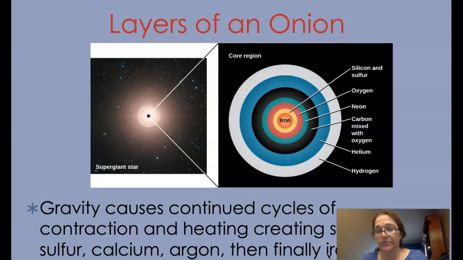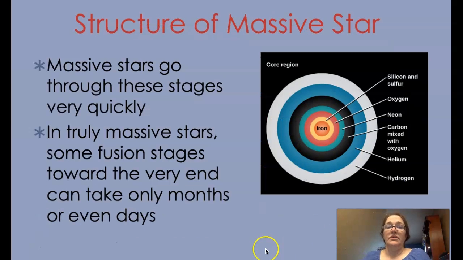Iron is important because to fuse two iron nuclei to each other, you have to add energy to the system, and that does not happen in nature. So the massive stars, truly massive stars, go through these final stages in months and potentially even days. And once we have an accumulation of iron in the core, the star is done for. It has no option but to die.